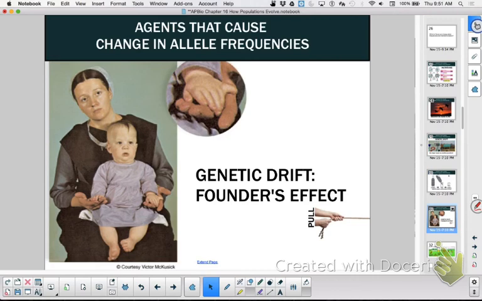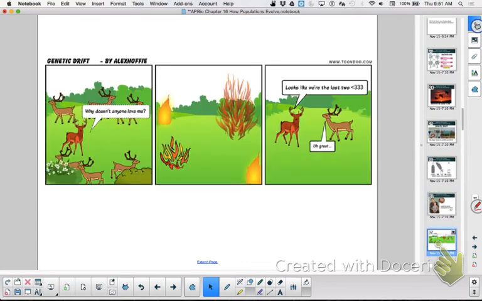come back to me. Portion of the population starts a new population with a fraction of the total alleles. The new population's allele frequency does not reflect the original. So which form of genetic drift is this?